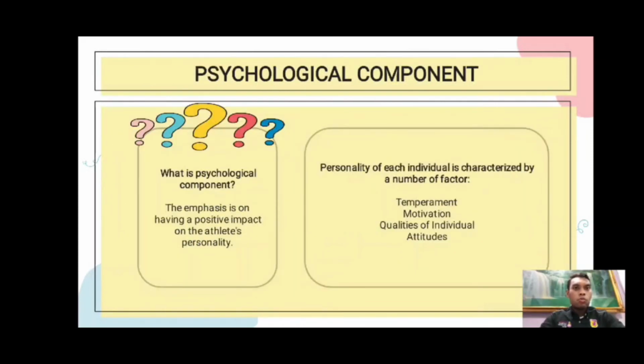Okay, next we move to the psychological component. What is the psychological component? The psychological component is the emphasis on having a positive impact on the athlete's personality. The personality of each individual is characterized by a number of factors. The first one is temperament, then motivations, qualities of individuals, and attitude.